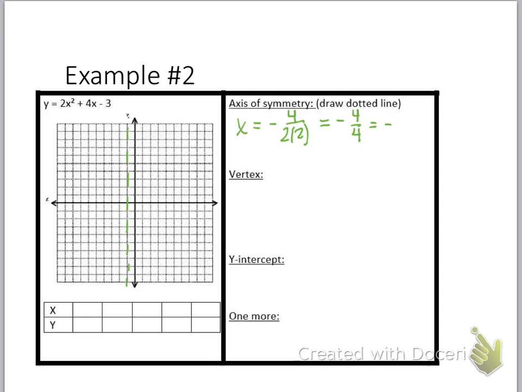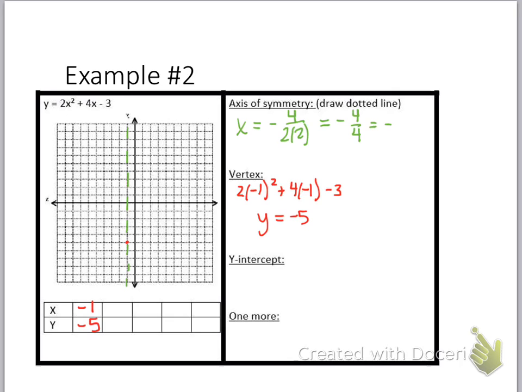Remember, you're taking the x value and you're plugging it into the original equation to find out what y will equal. That gives me a y of negative 5. So my first point is at negative 1, negative 5. My vertex is 1, 2, 3, 4, 5, right there.